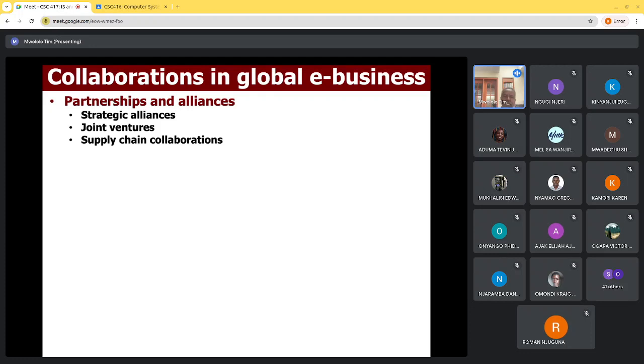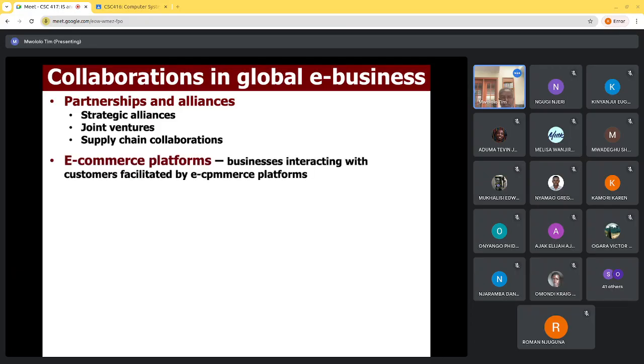Partnerships and alliances, whether we talk about joint ventures between businesses, strategic alliances or partnerships, supply chain collaborations, e-commerce platforms is a form of collaboration because you find businesses working with customers through the e-commerce platforms. And therefore, an e-commerce platform is a form of collaboration. It is a collaborative platform.